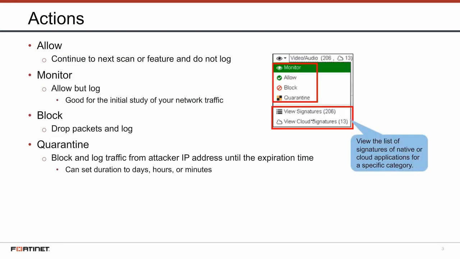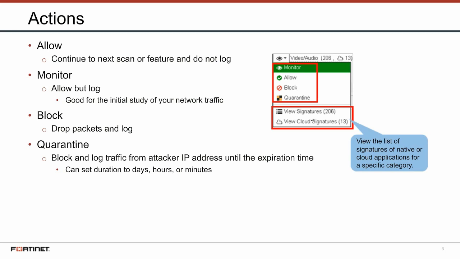For each filter in the application control profile, you must indicate an action, what FortiGate does when traffic matches. Actions include the following: Allow passes the traffic and does not generate a log. Monitor passes the traffic but also generates a log message. Block drops the detected traffic and generates a log message. Quarantine blocks the traffic from an attacker IP until the expiration time is reached. It also generates a log message.